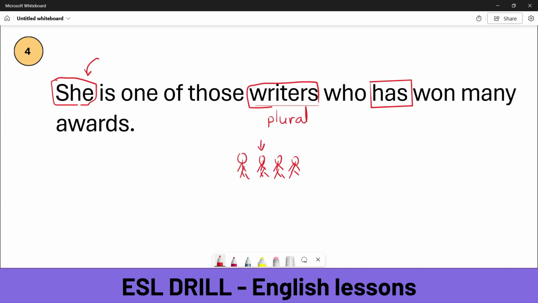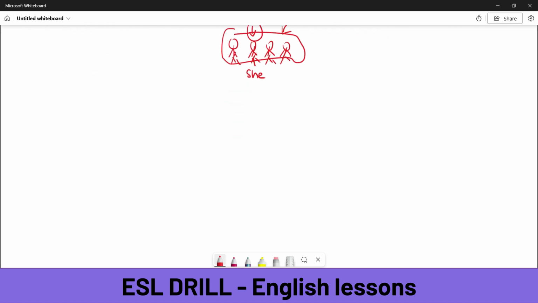and this one is the person we are talking about. She is one of those writers. Now these are all writers and she is one of them. So writers is plural and we are talking about all these writers here. So has should be changed to have because writers is plural. So, "She is one of those writers who have won many awards." I hope that is clear. Let's move to the next one.